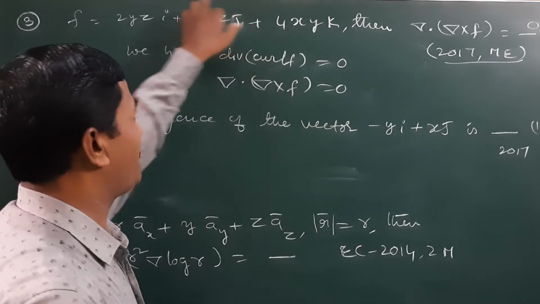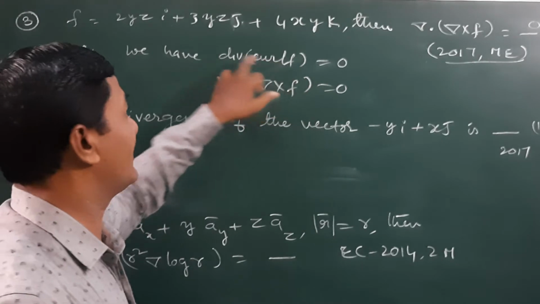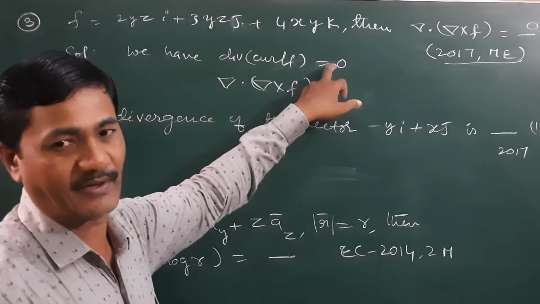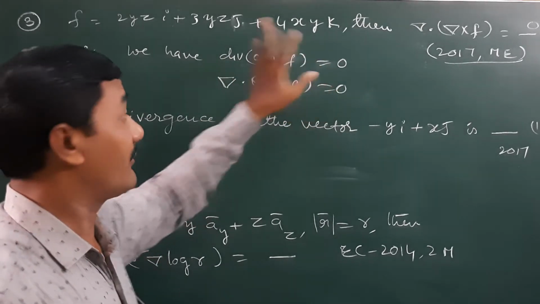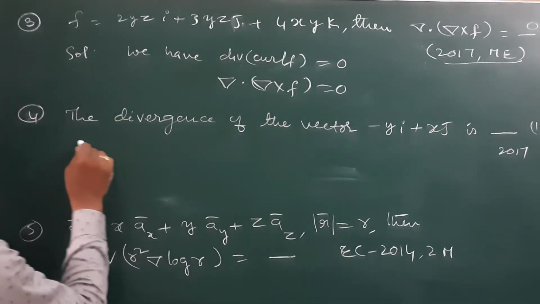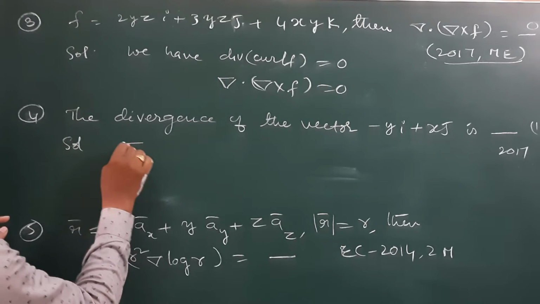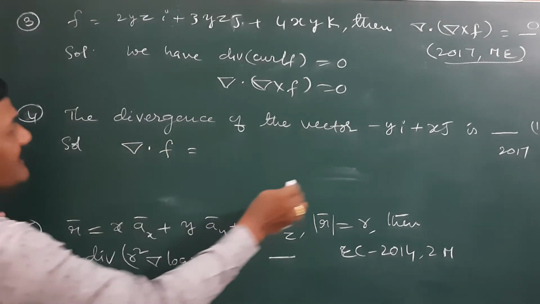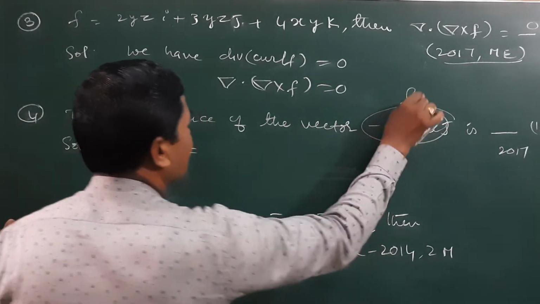This problem depends only on the result that div curl f is always 0. Curl f is always a solenoidal vector. Second one, the divergence of this vector. Divergence means del dot f, and this f is nothing but f.